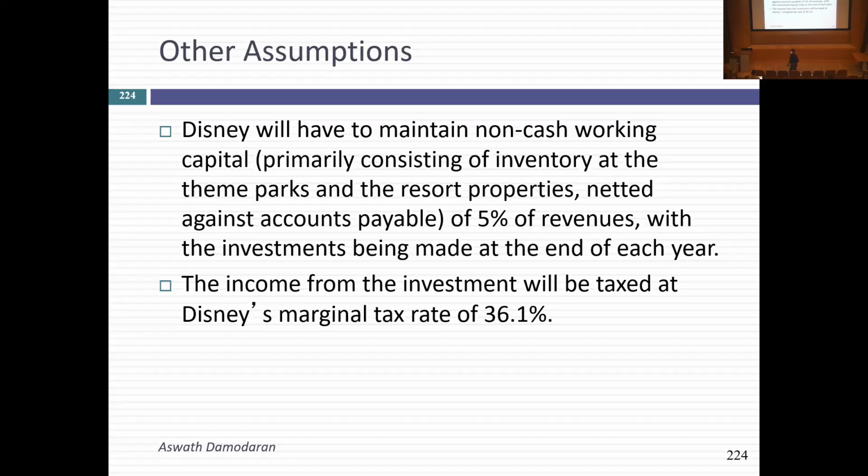And finally, I'm going to give you a marginal tax rate. Why don't I just give you an effective tax rate? Remember we talked about effective tax rates being the average tax rate you pay? I'm giving you the marginal tax rate because this is an additional project to Disney. The income it brings in will be extra income.